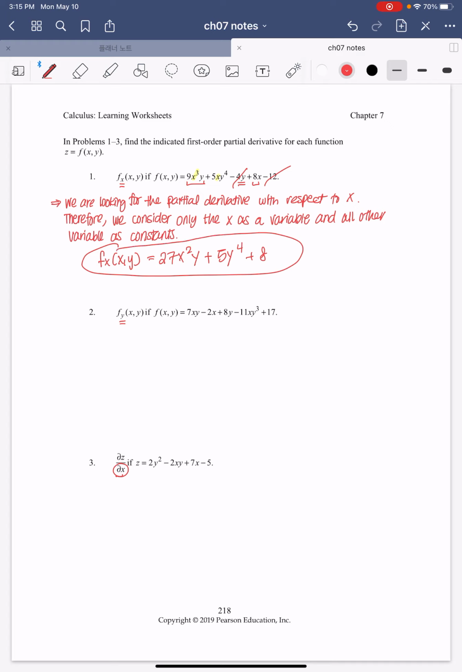Okay. So nothing different. We still use the same derivative rules, but we just have to be careful which variable we are going to differentiate because we have multiple different variables.